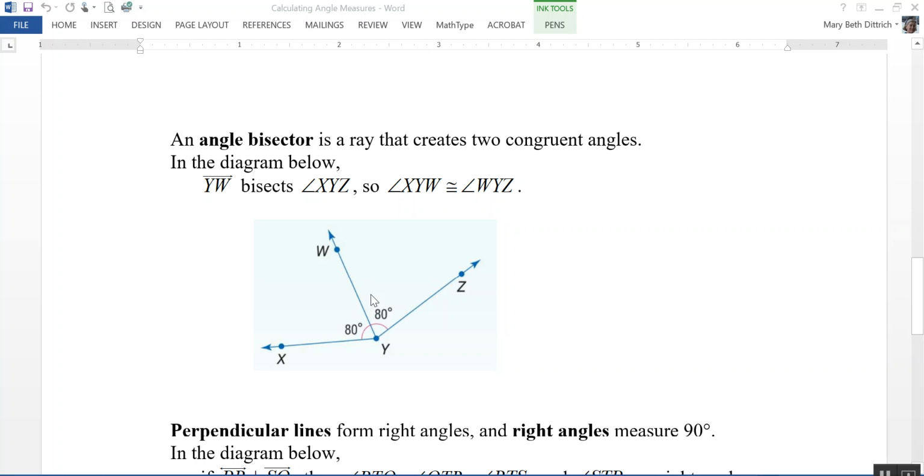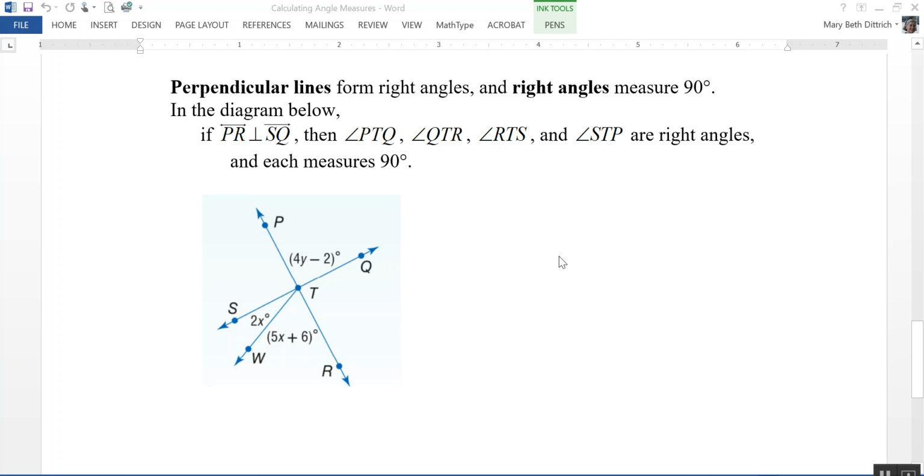An angle bisector is a ray that creates two congruent angles. In the diagram below, ray YW bisects angle XYZ, so angle XYW is congruent to angle WYZ.